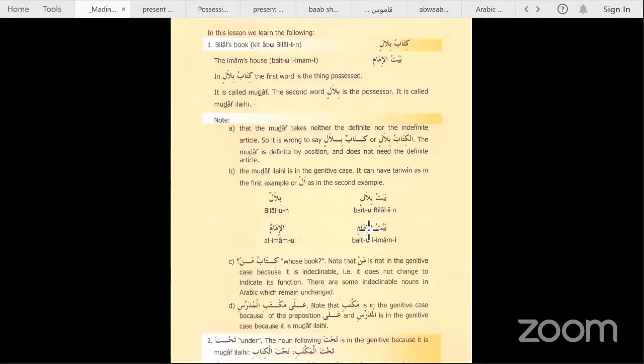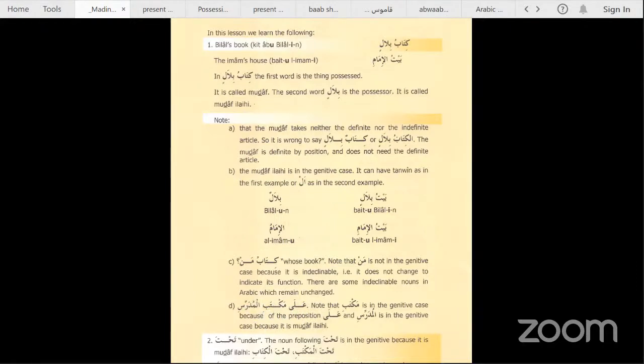Bismillah. Number 8. Ala al-maktab al-mudarrisi. Note that maktab is in the genitive case because of the preposition ala, and al-mudarrisi is in the genitive case because it is a mudaf ilayh. Correct. Is that clear now? So maktab is the mudaf, and al-mudarris is the mudaf ilayh. Maktab is in the genitive case because of ala, so it gets a kasra. Even so, al-mudarris still remains mudaf ilayh.